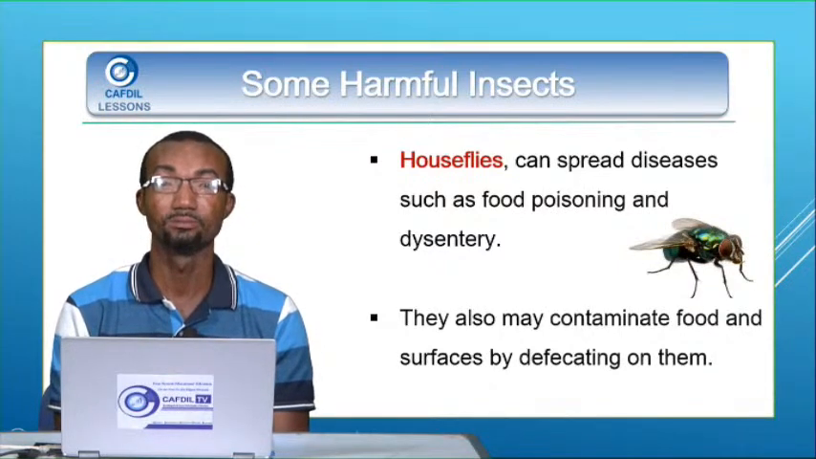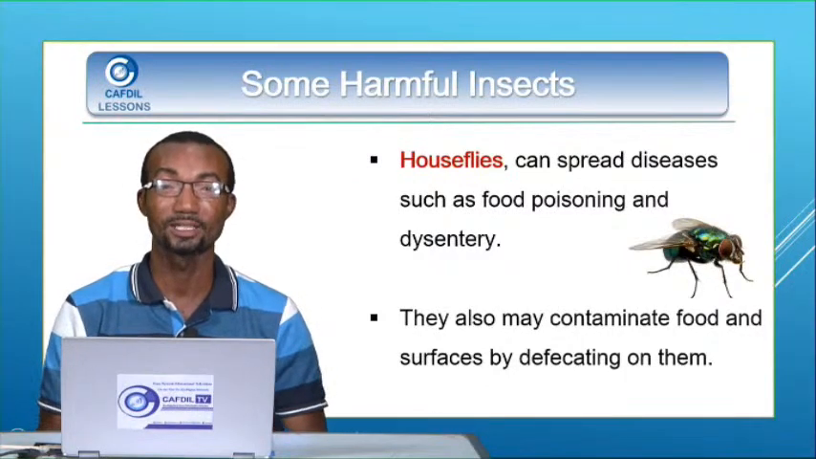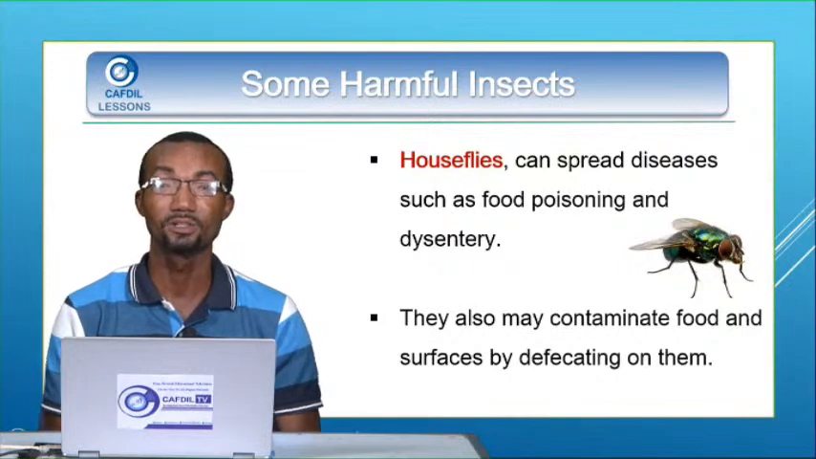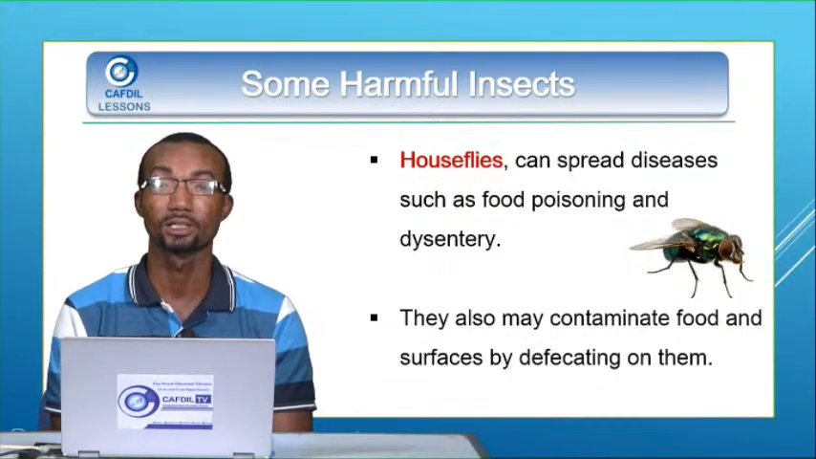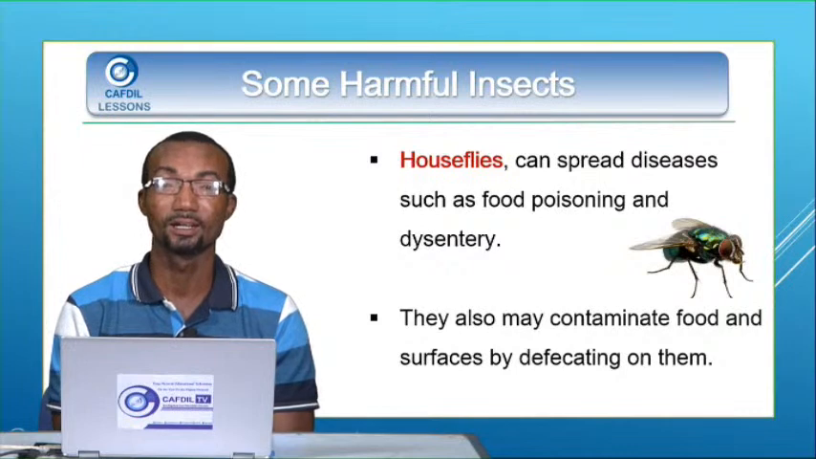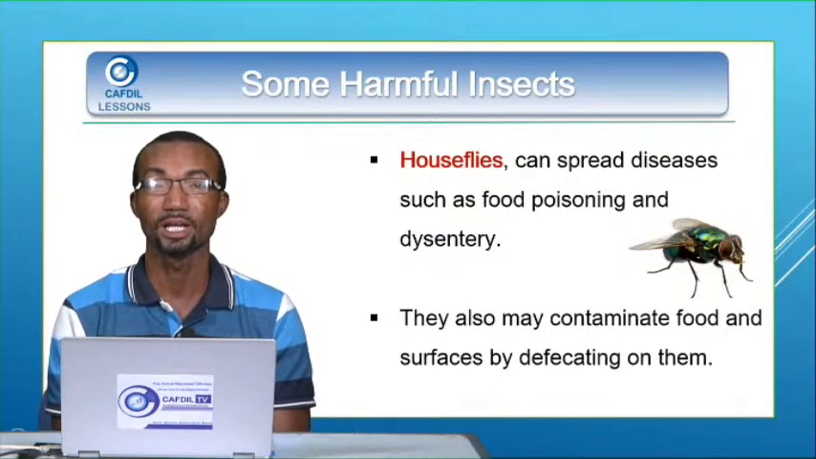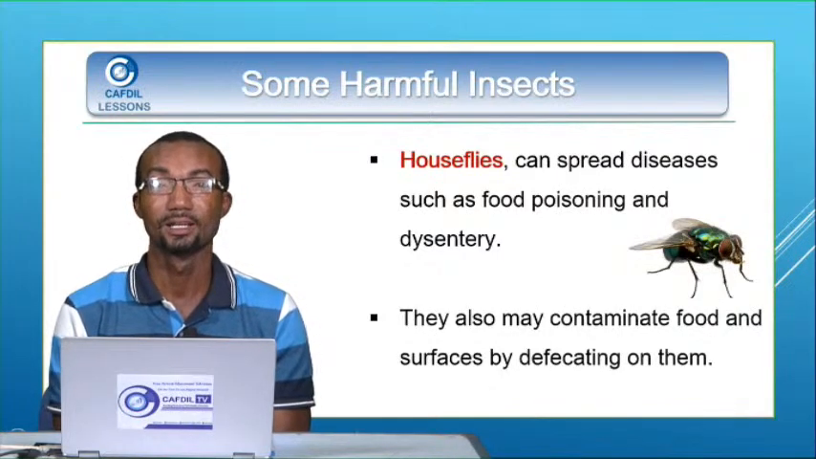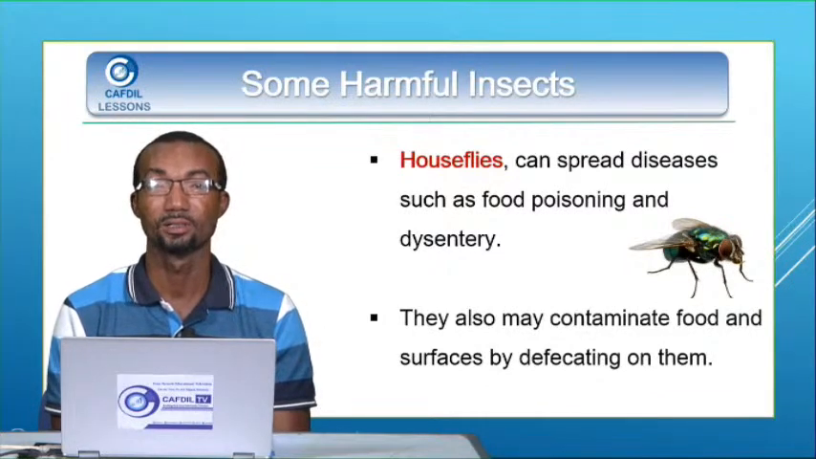What about dysentery? It's a type of disease that normally attacks your large intestines, and the result is that you have a running stomach. You will run and run and run until you become dehydrated. That is, you lose so much water in your body. So the housefly can spread food poisoning and it can also infect humans with dysentery. They also contaminate food, as we say, and then also rest on surfaces by defecating on them.